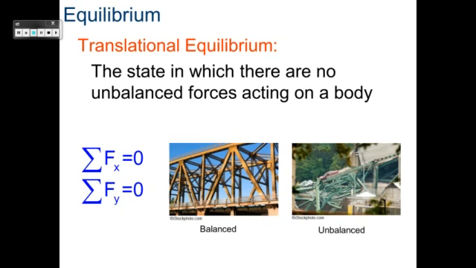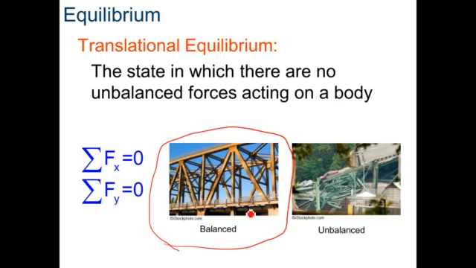Translational equilibrium is the state in which there are no unbalanced forces acting on a body. If we look here at this bridge, balanced means it's all sitting there just fine, not a single problem at all. Everything's equaling out, you don't have any issues. Unbalanced, and you have a bridge like you see here that has just completely collapsed.